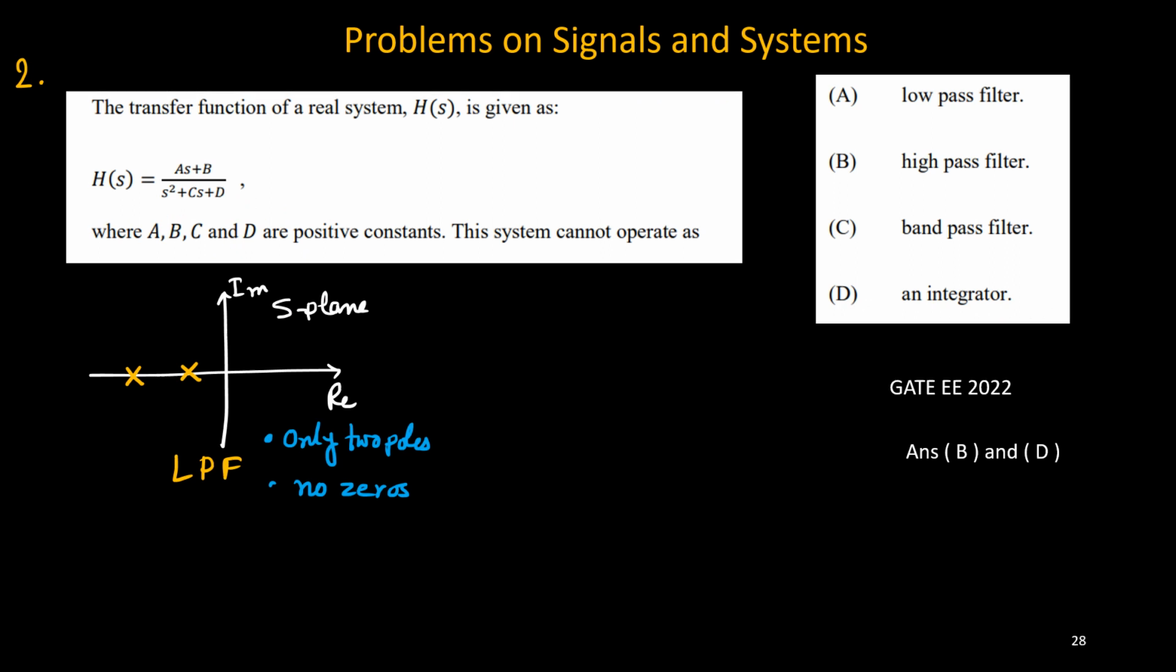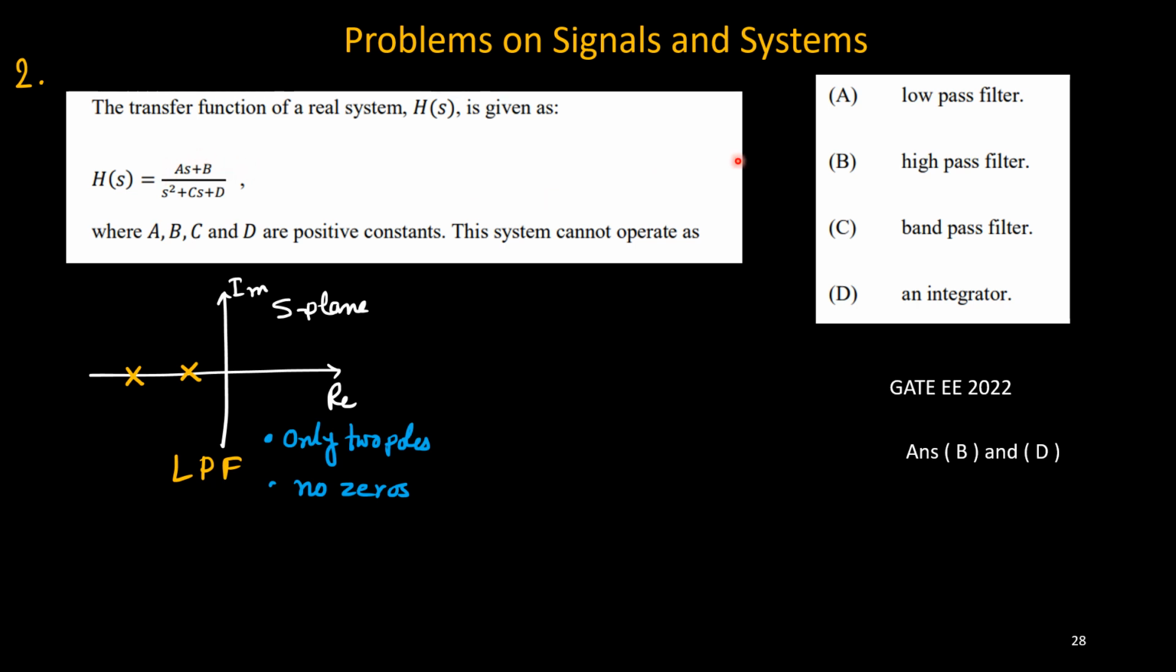To solve this problem, first we will try to get the poles and zeros of the system, at least for these few: low pass, high pass, band pass, and integrator. Then we will compare. Now for the low pass filter, H(s) is a second order system. The denominator polynomial is second order, a quadratic, s square plus cs plus d. Thus, it will have two poles, since poles are nothing but the solutions of the denominator equal to 0. So I'll have two poles, and we can have one zero from this function.